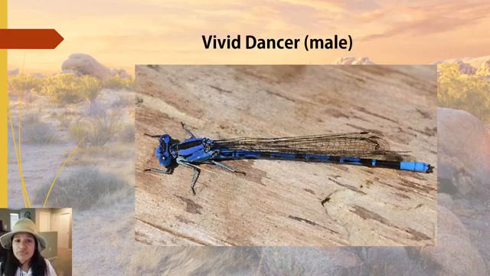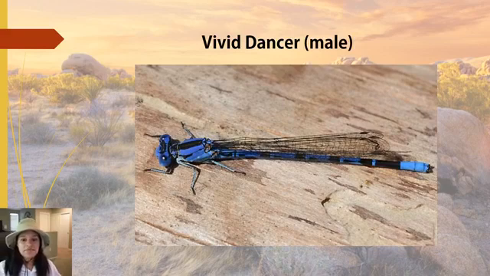So this is a great picture of a vivid dancer, the male. They are appropriately named for the male adults with their darker blue hue, that vivid blue color with the black markings along their body and their abdomen. Of course, there are actually a lot of blue damselflies, not only in Nevada, but all across the United States. And because of their size, it may be really hard to tell them apart.